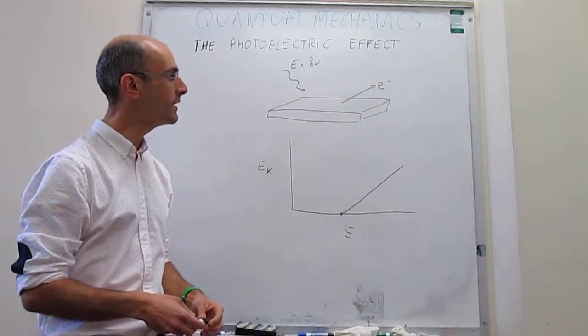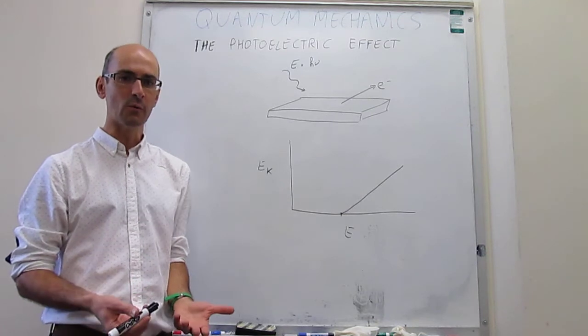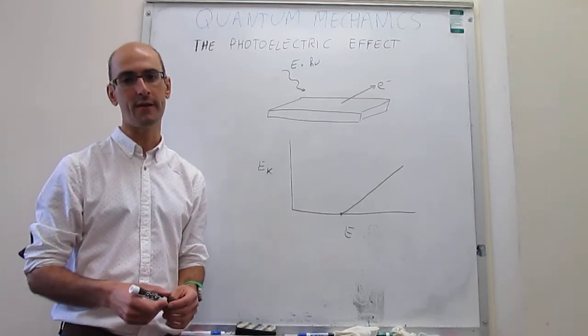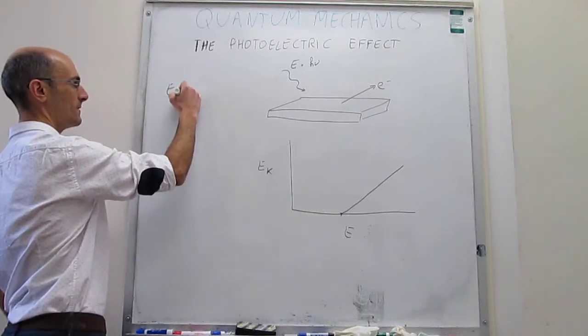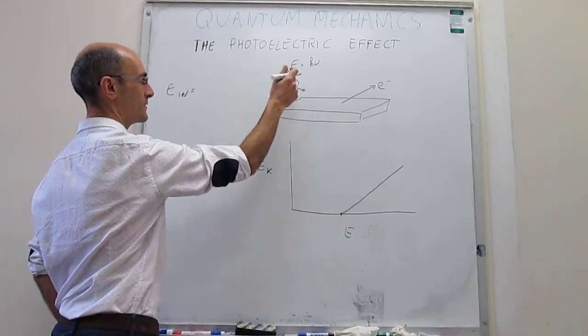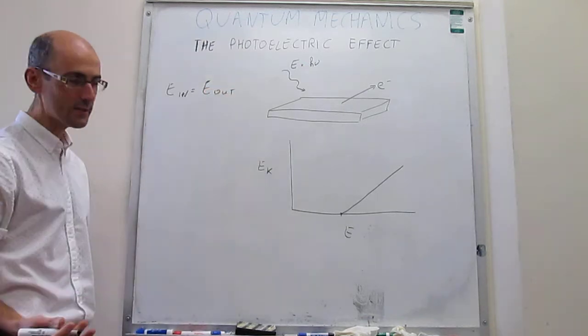So anyway, all of this can actually be put into a very simple expression, which is what we call the photoelectric effect equation. So the energy that you put in, the energy of this photon, has to be identical to the energy that you get at the end. So that is fairly simple.